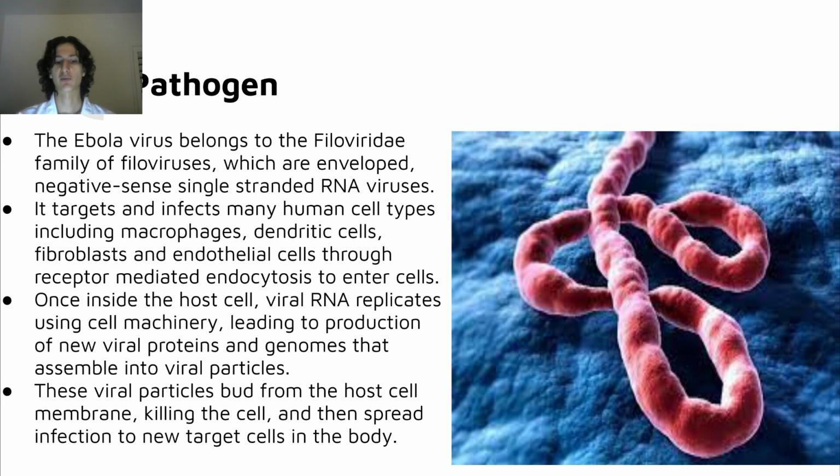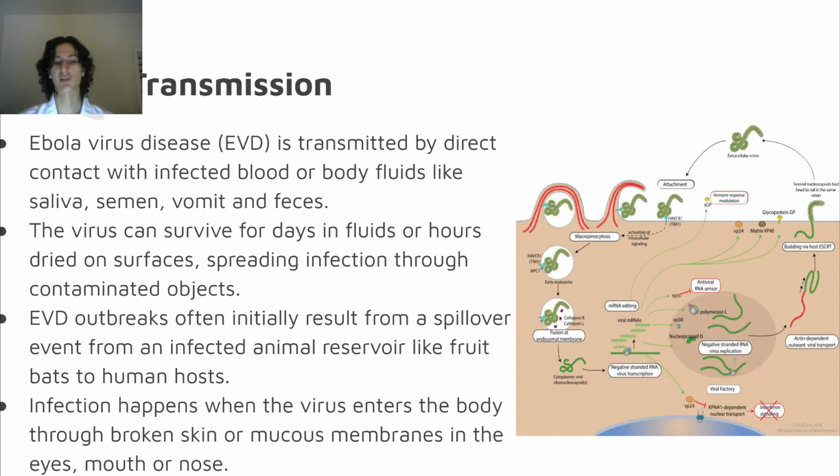Next, Ebola virus disease is transmitted through direct contact with blood or other body fluids like saliva, sweat, feces, vomit, breast milk, or semen from an infected individual. The virus can survive for several days in fluids at room temperature or up to hours on dry surfaces, which facilitates spread through contaminated fomites.